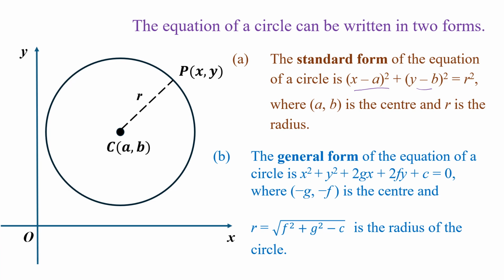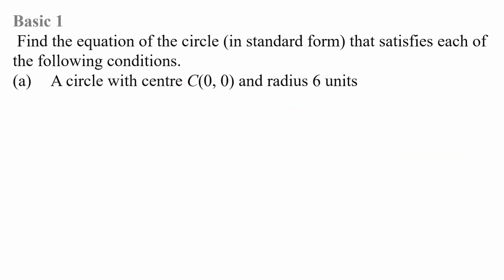Right, so we'll be doing some examples on how we can apply these two different forms, the standard and the general form. Let's look at the basic one. We are asked to find the equations of the circle in standard form that satisfy each of the following conditions. Part a, we have a circle with center O (0, 0) and radius 6 units.